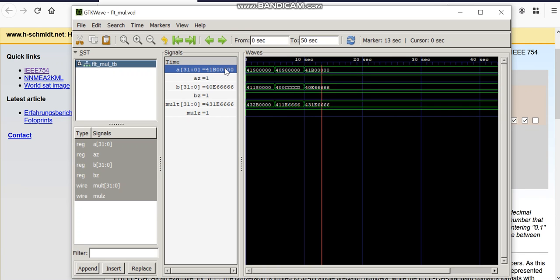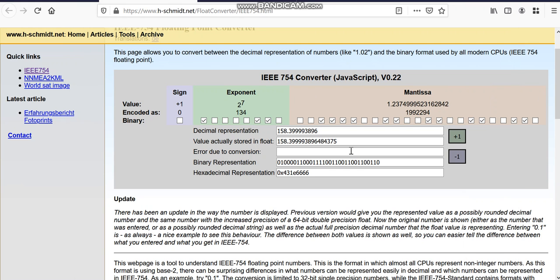Since there is hexadecimal representation over here, we have verified that with the floating point representation using this online converter.